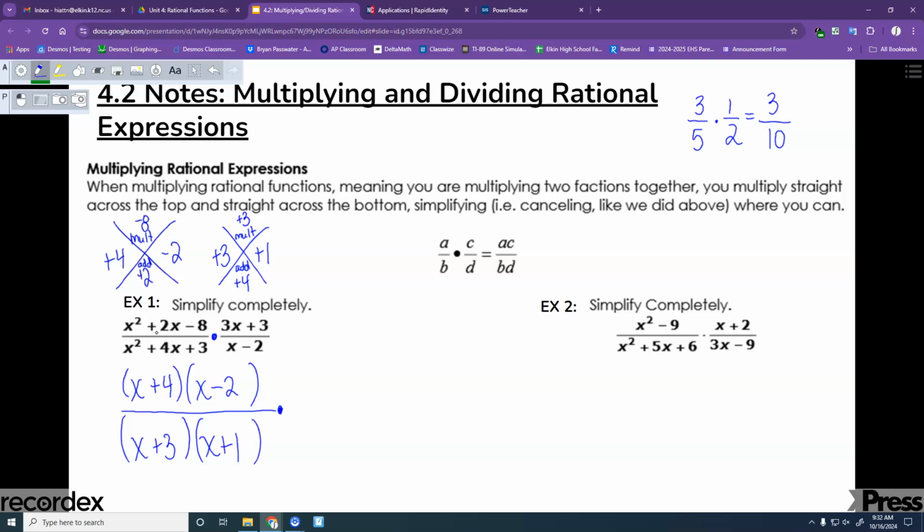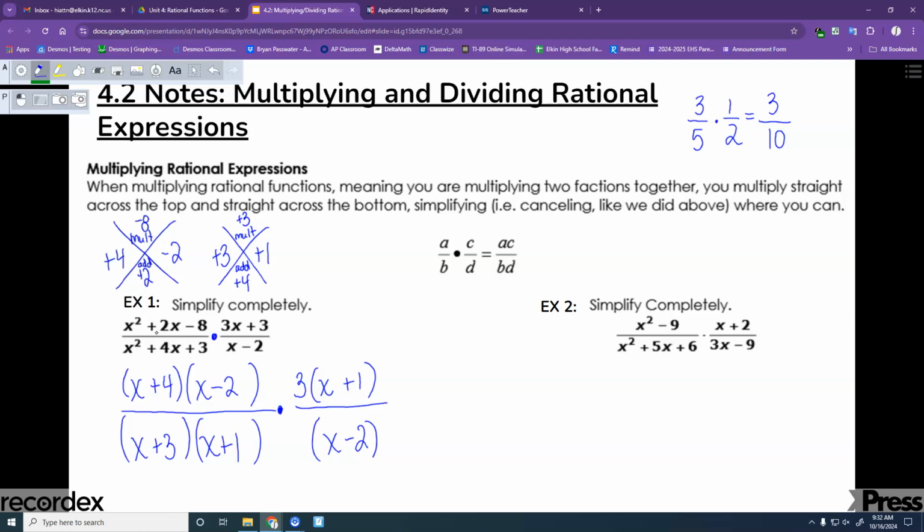Then my second fraction, I've just got 3x plus 3. Is there anything I could do to that? I can factor out the 3. It has the greatest common factor, right? So I can take a 3 out. So I'm dividing both of those by 3. It's just going to leave me with x plus 1 inside of the parentheses. What about x minus 2? Can I do anything with it? No. Let's put it in parentheses because it is a factor there.